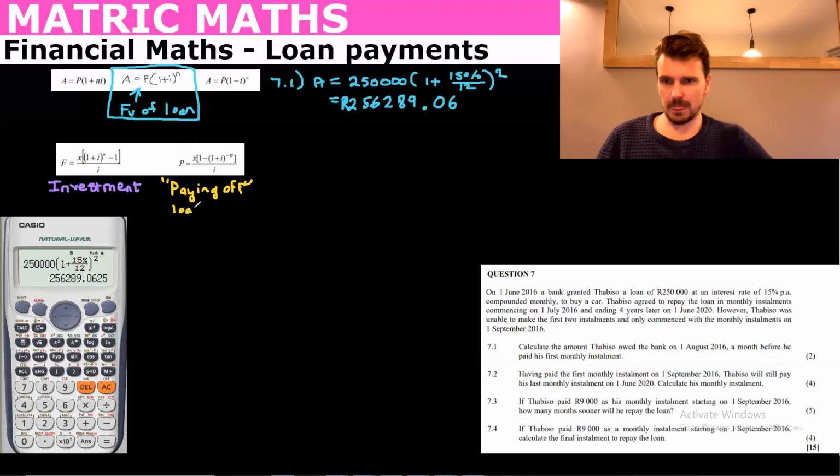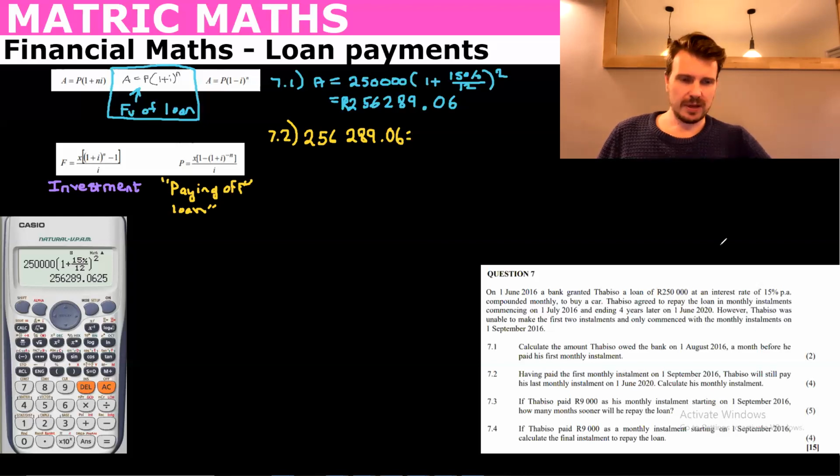All right. So 7.2, now he's paying off this loan and they want to know the monthly installment. So of course, we're using the payments formula, P, paying off a loan. And so the P is the loan that he's paying off. So it's actually he's paying off this 256,289.06 equals, and now our X. Now if you watch the last video, I didn't show how we would solve for X. So this is an example where we're actually going to now solve for X.